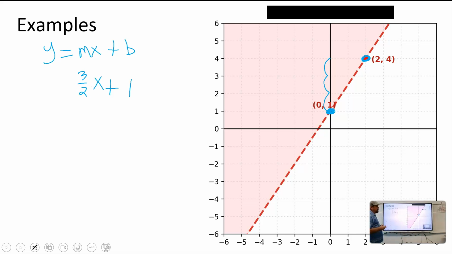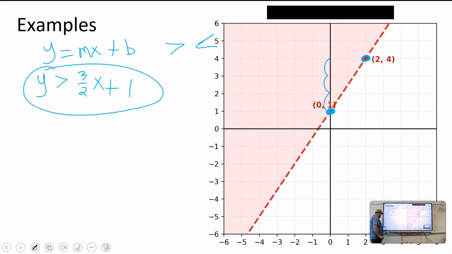Now we need to determine what the inequality sign is. It's not going to be an equal sign because it's an inequality. First thing I notice is it's dashed. So the fact that it's dashed means it's got to be a greater than or less than sign. And then where is it shaded? It's shaded above, which means the numbers are greater than that line. So that means I'm going to have y is greater than 3/2 x plus 1. Okay, and there is my inequality.